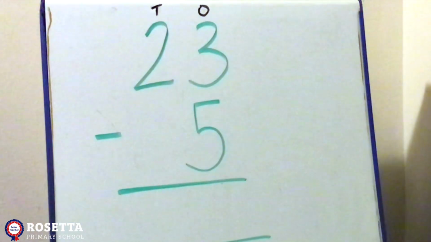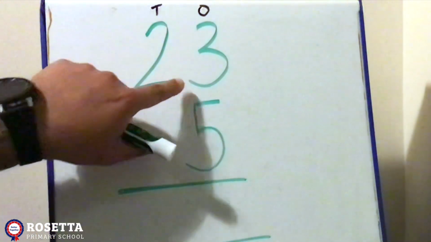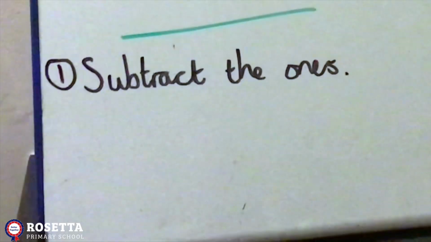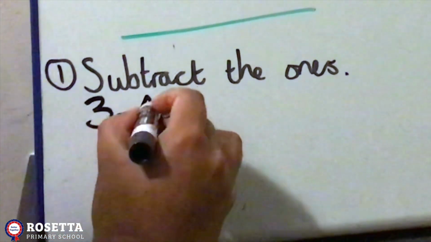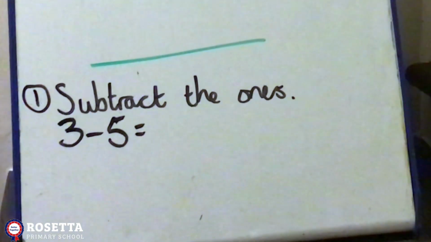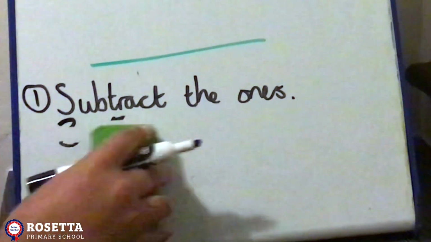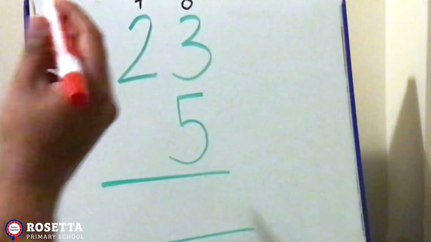Now, some of you should be thinking now, Mr. Singh, we can't do that because with 3, there isn't enough there. So what do we do? We're supposed to do 3 take away 5. So what do we do? That's right, you have to rename or exchange as we call it. So where do we rename from?